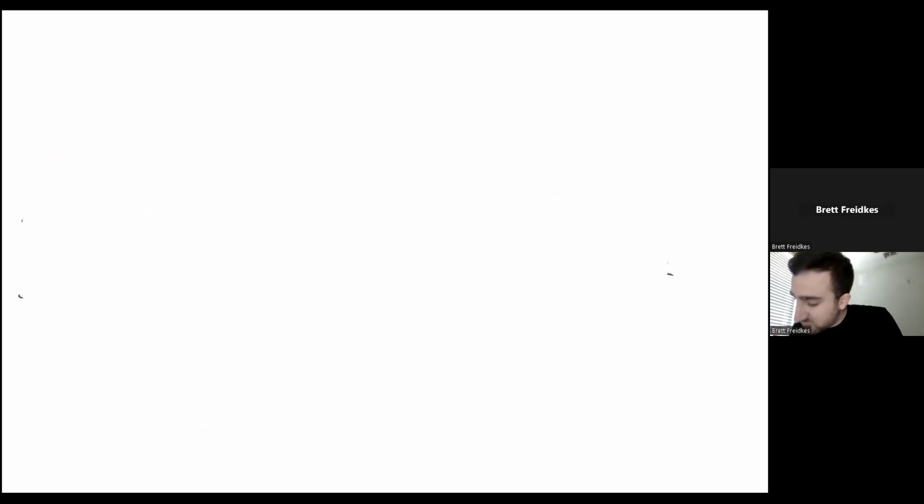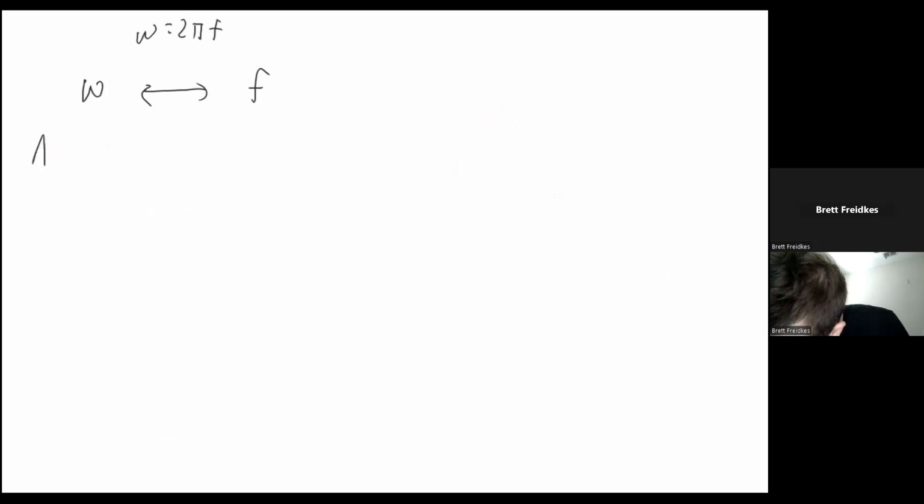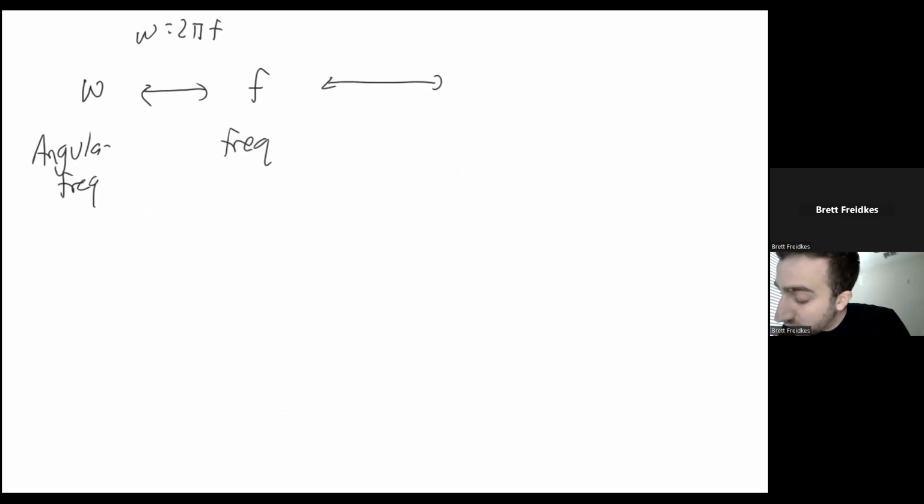So if I were to just summarize this, omega is related to f for any omega and any f. Ignore the natural frequency. They're related by 2 pi. So omega is 2 pi f. This is angular frequency. This is just a frequency. And how I'm going to get period, I take the reciprocal of f.